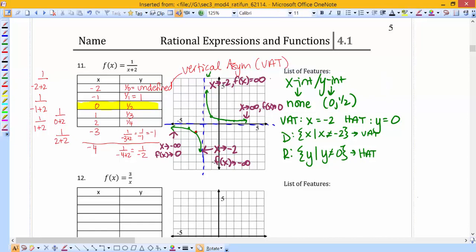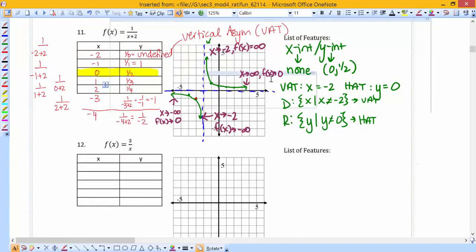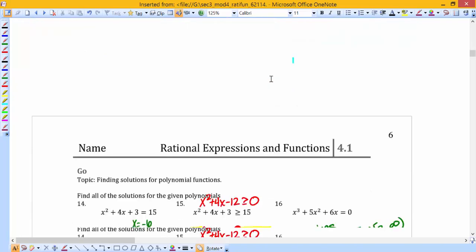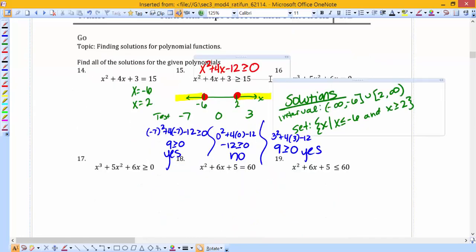So those are the features I would like to see you listing on the next two graphs. And we will continue to go over these graphs throughout this module. All right, so the last thing that we are going to discuss, and the work that you see here is for number 15. I'm not going to go over 14, 16, or 18. You should be able to factor and solve those. Those are your typical polynomials. Factor them, make sure that these are set equal to 0, and then solve for x.